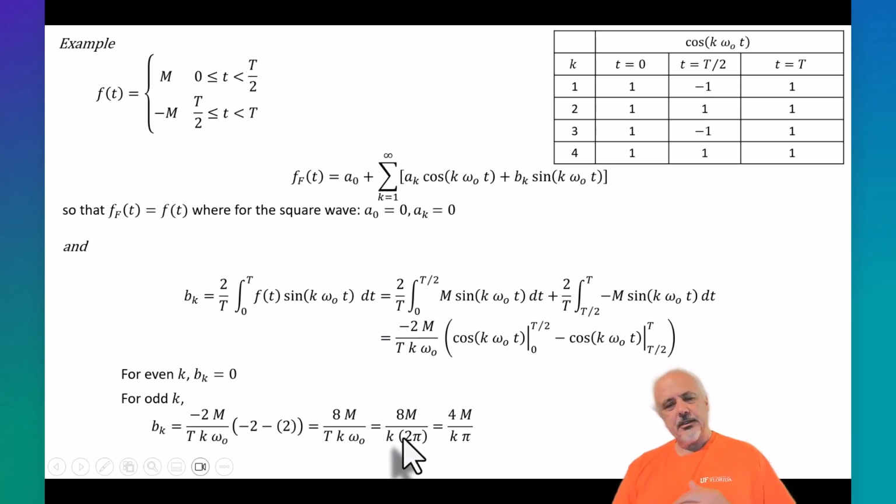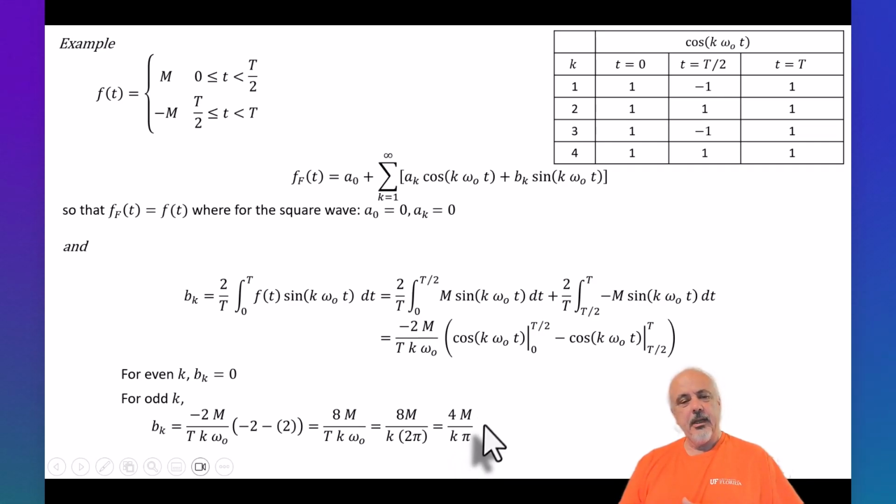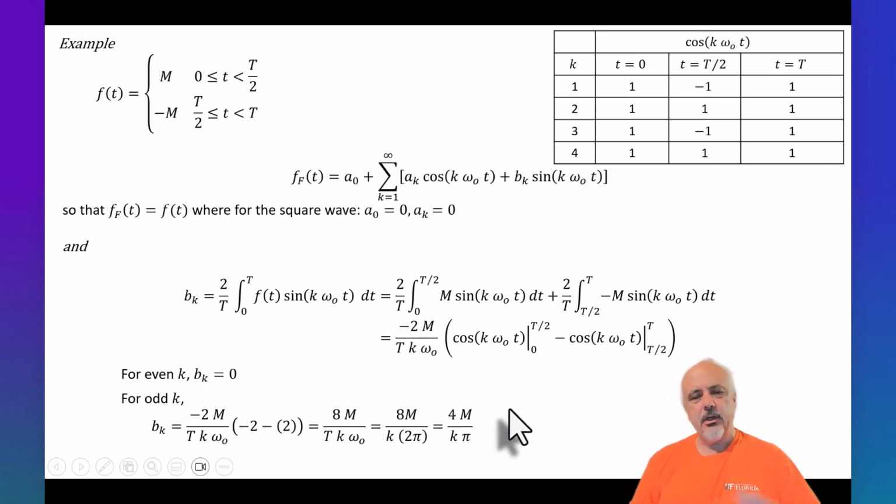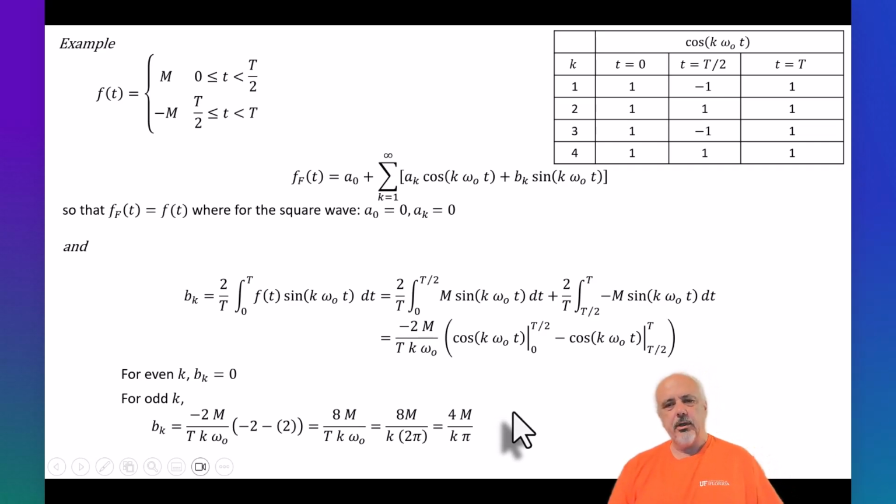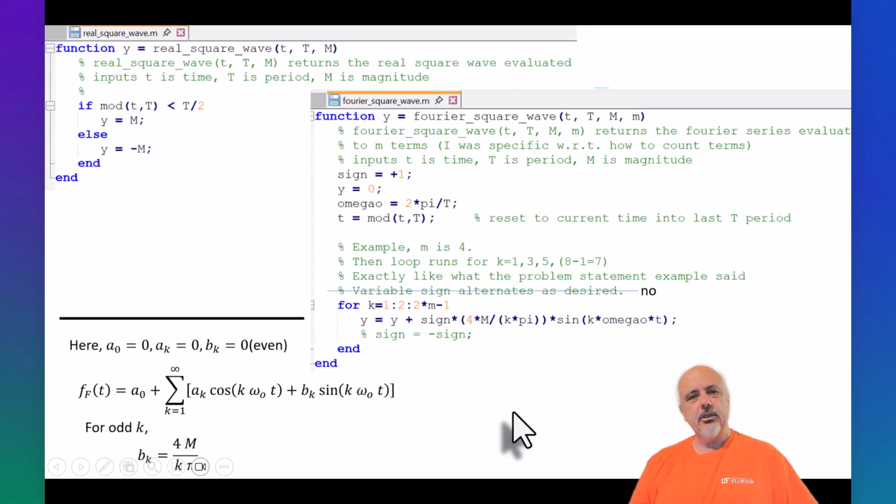And then you end up simplifying it because, of course, omega naught is 2 pi over T. So you're going to end up killing the T's here, and you end up with just the 2 pi. And then there's the simplification of 4m over k pi. So that's what our b sub k is going to be. Very, very nice result here that we can put to good use.